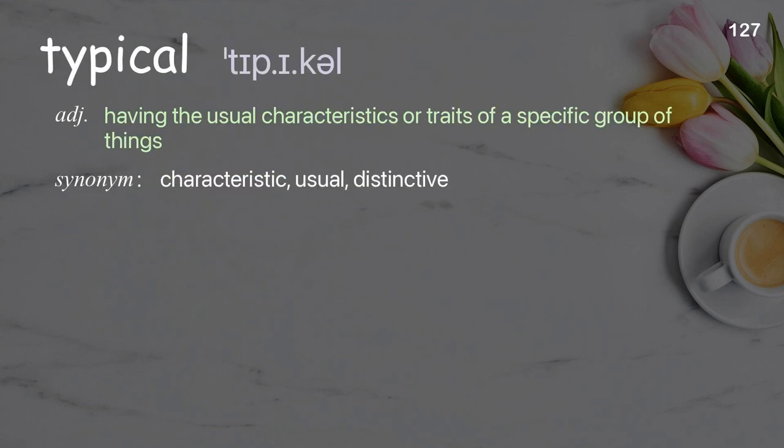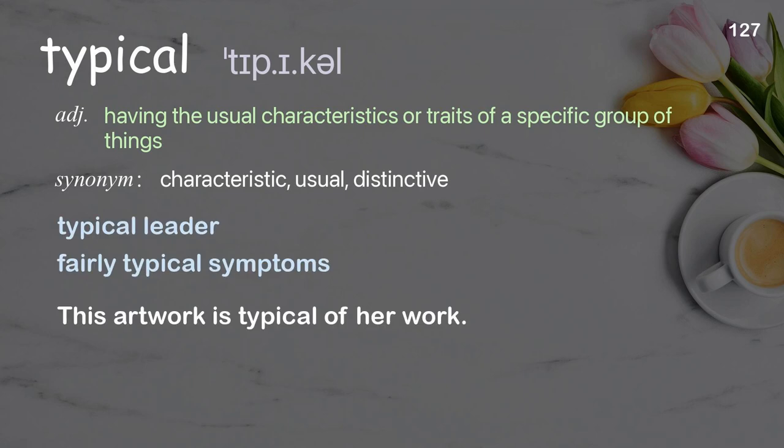Typical. Having the usual characteristics or traits of a specific group of things. Examples. Typical leader. Fairly typical symptoms. This artwork is typical of her work.